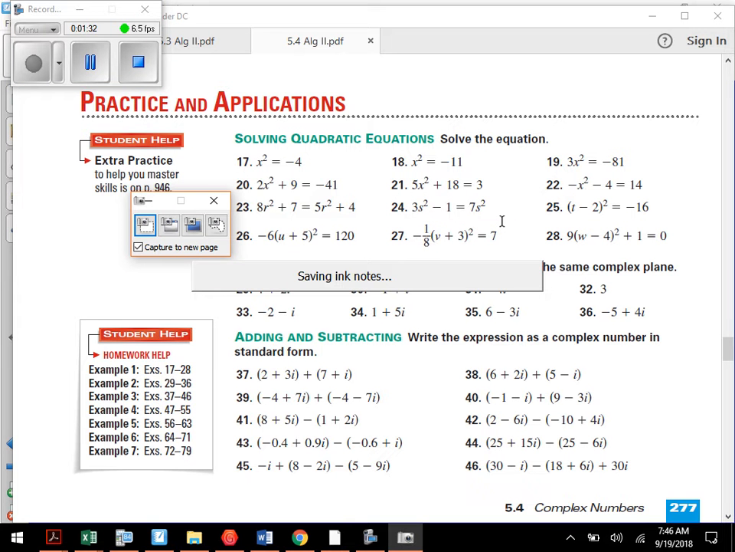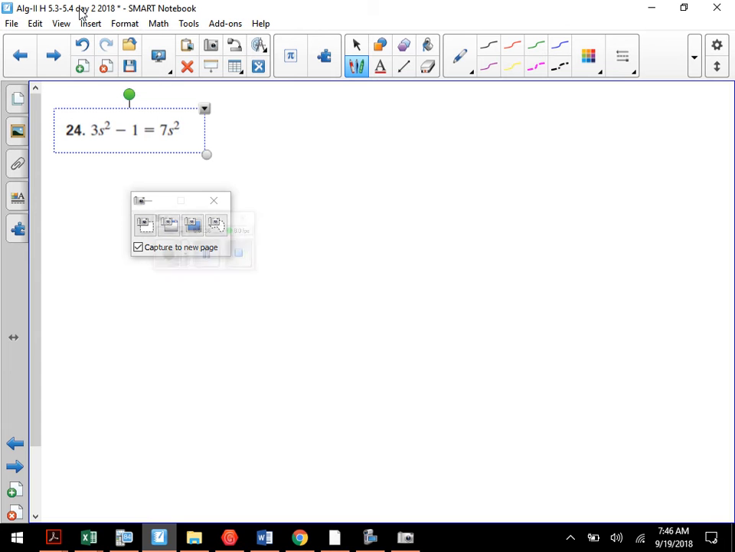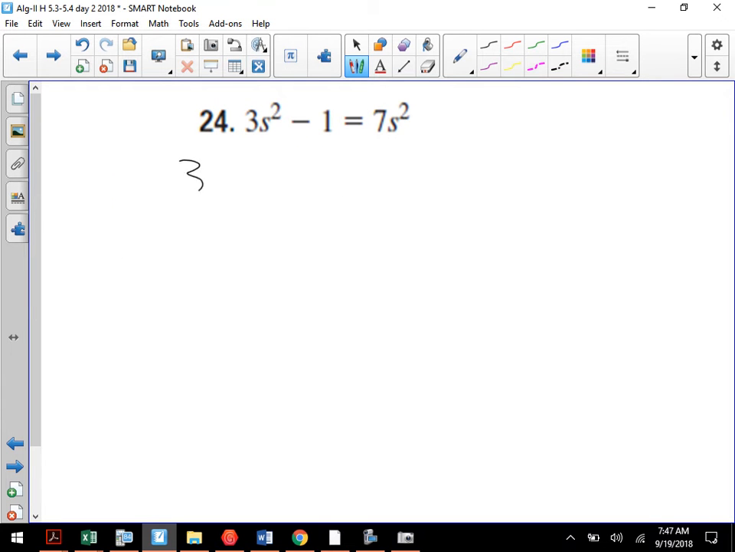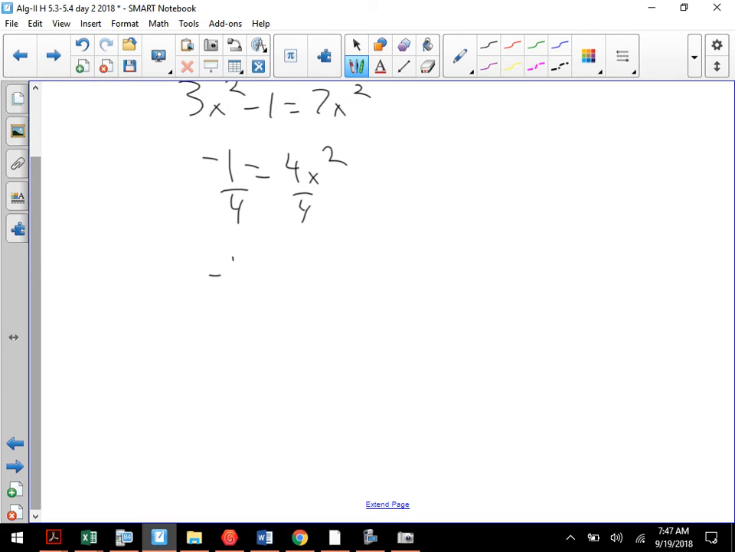Are you guys changing everything to X's as you're writing them out? No. You can. It's okay. I would, because that way it's easier to read. So 3x squared minus 1 is 7x squared. Take out the little guy. -1 equals 4x squared divided by 4. And you get -1/4 is x squared.